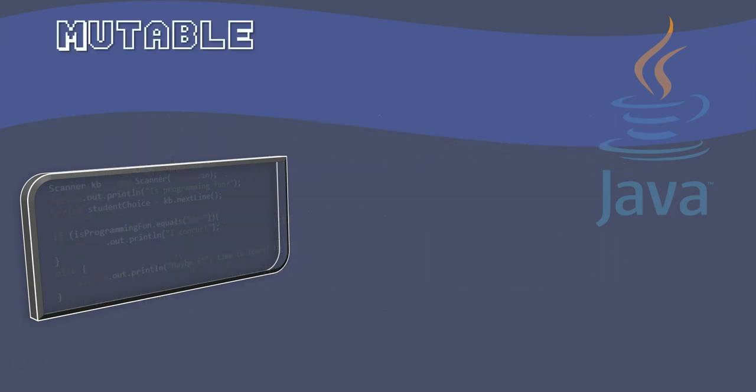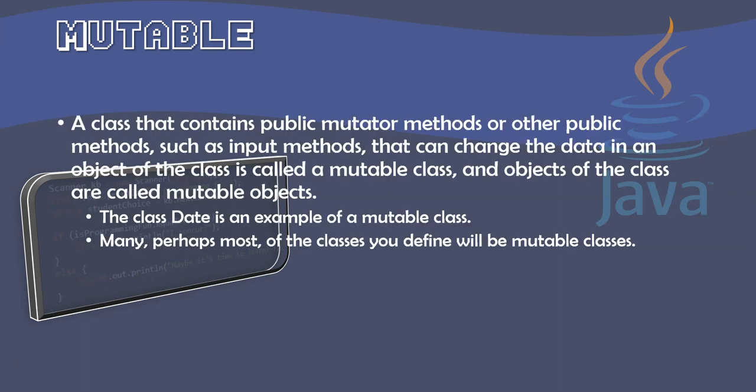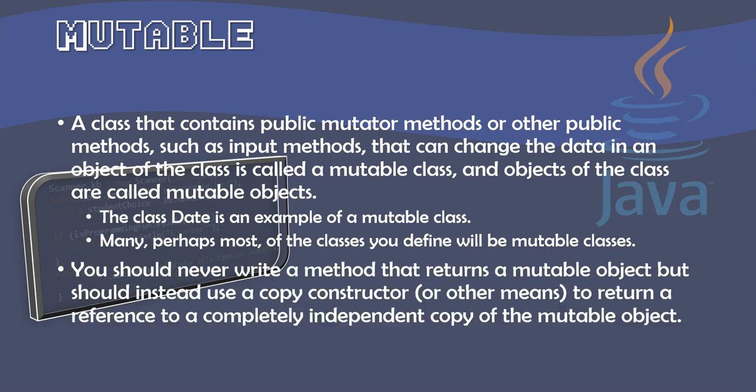By comparison, we have mutable objects. A class that contains public mutator methods, so remember these are set methods, and other methods such as input methods that can change the data in an object of the class is known as a mutable class. And objects of the class are called mutable objects. The class Date that we've looked at is an example of a mutable class, and perhaps most of the classes that you actually define will be mutable classes. Now, you should never write a method that returns a mutable object, but instead use a copy constructor or some other means to return a reference to a completely independent copy of that mutable object.